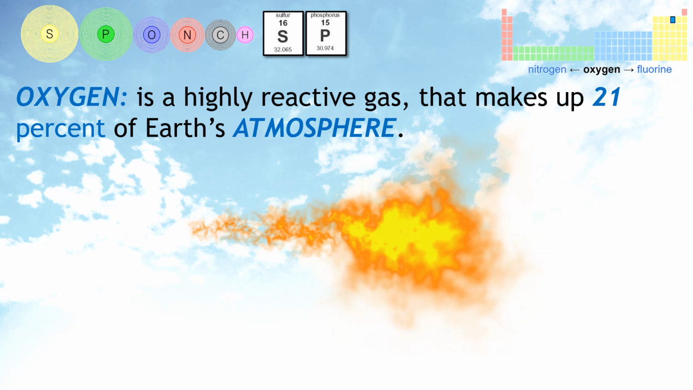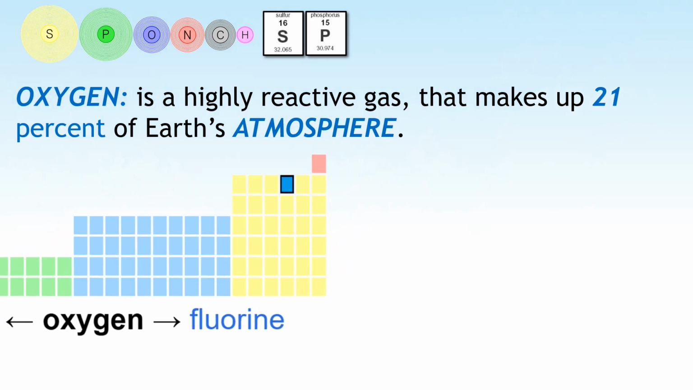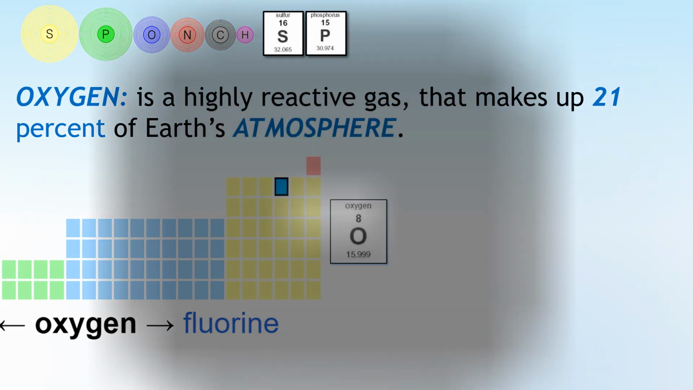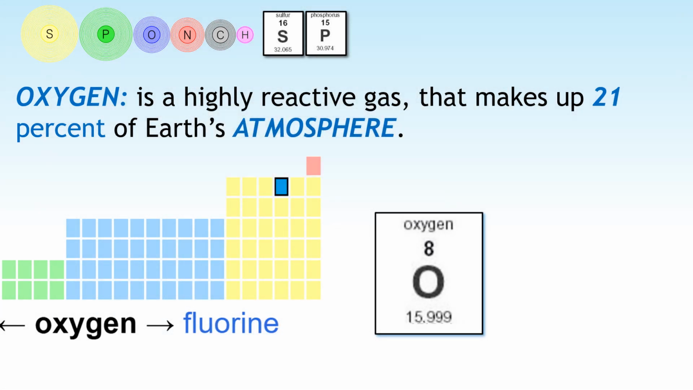the O is for oxygen, a highly reactive gas. It makes up 21% of Earth's atmosphere. Where is oxygen in the periodic table? Well, it's right here. 8. Now, oxygen has a nice side, a good side, but it also has a dark side.